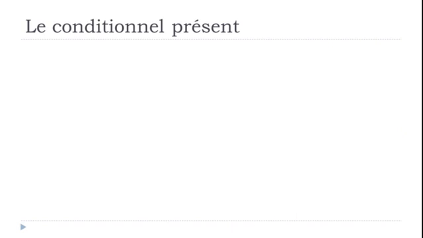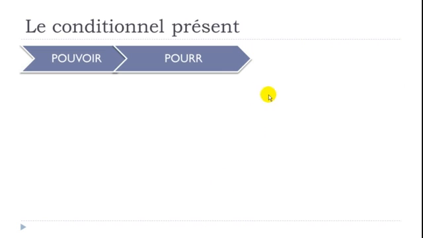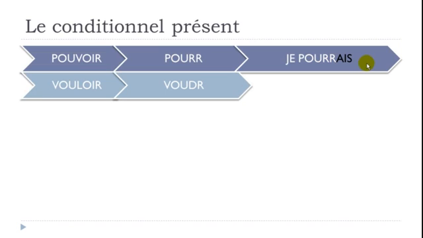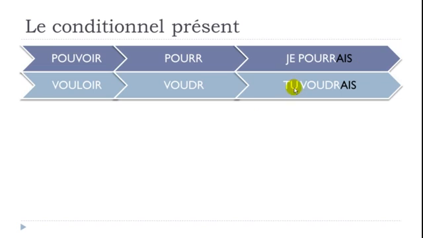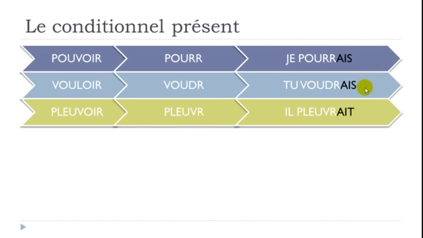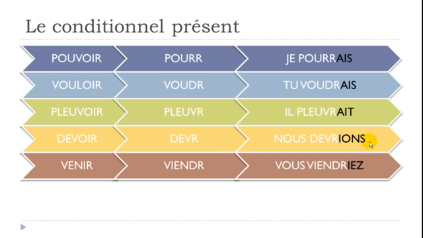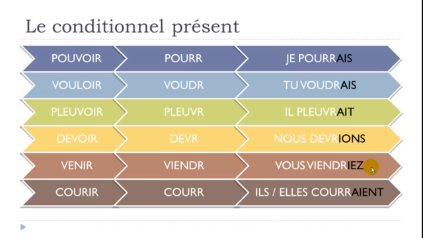All right, so one more list of exceptions. Pouvoir will become pourr. Je pourrais. Vouloir will become voudr. Tu voudrais. Pleuvoir will become pleuvr. Il pleuvrait. Devoir will become devr. Nous devrions. Venir will become viendr. Vous viendriez. Courir will become courr. Il courrait, elle courrait.